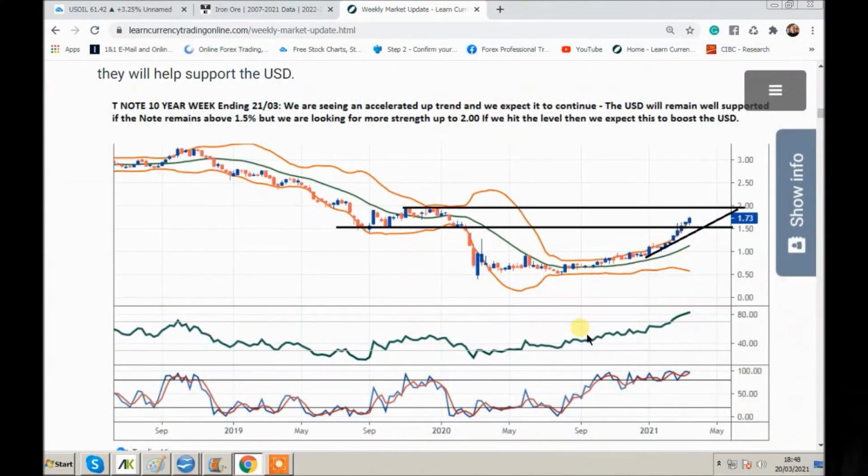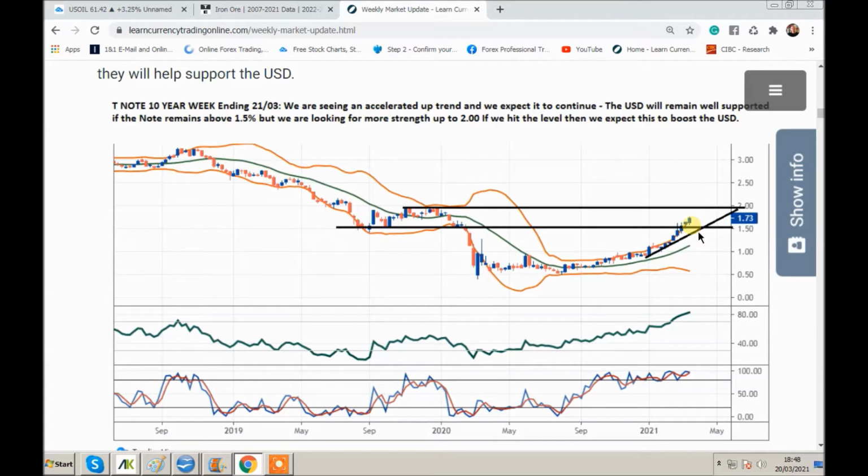Right, first chart is the T-Note 10-year weekly. Just for anyone new watching our videos, I'm just going to explain why bond yields are so important in terms of the US dollar's direction. Now, in terms of the T-Note, we gently rise up here, and then we go into an accelerated move to the upside. This is the weekly chart.